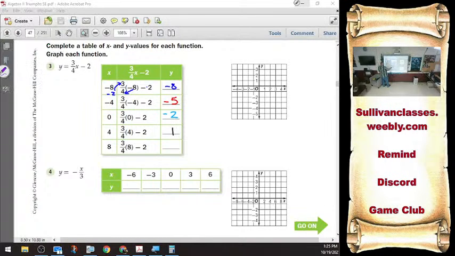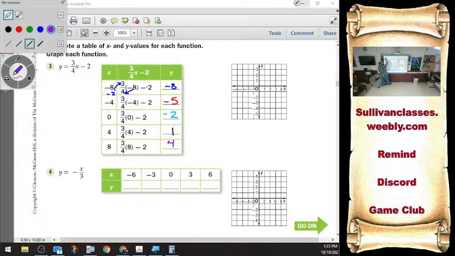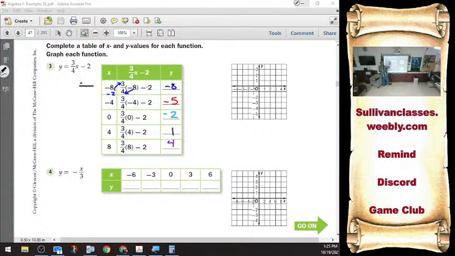What is a quarter of 8 times 3? 6. Minus 2. 4. I now have coordinates. The coordinates tell me to go left 8, down 8. Left 4, down 5. No left or right, down 2. Right 4, up 1. Right 8, up 4.